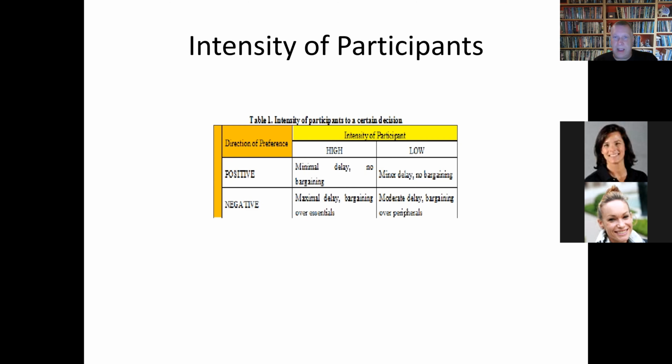So in this table number 1 I have up on the screen, I know it's a little blurry, I apologize for that, but on the left side you have your direction of preference for your implementers, positive or negative. So it's a binary: either they're positive, they support it, or they're negative, they oppose it. Then across your columns, you have the intensity of that preference. Either they're very strong, very high in terms of the intensity of their feeling toward this policy, or very low, they have a very weak feeling about the policy.